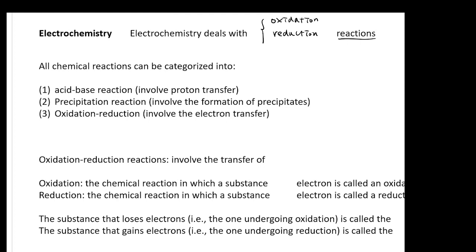Previously, we actually talked about many different reactions. In chapter 13 and 14, we talk about the acid-base reaction. So those reactions involve the transfer of proton, right? In chapter 15, we actually start to talk about the reaction that involve the formation of the precipitates. In chapter 17 here, we are going to talk about the so-called oxidation reduction reaction, which is going to specifically talk about the transfer of electrons in your chemical equations.